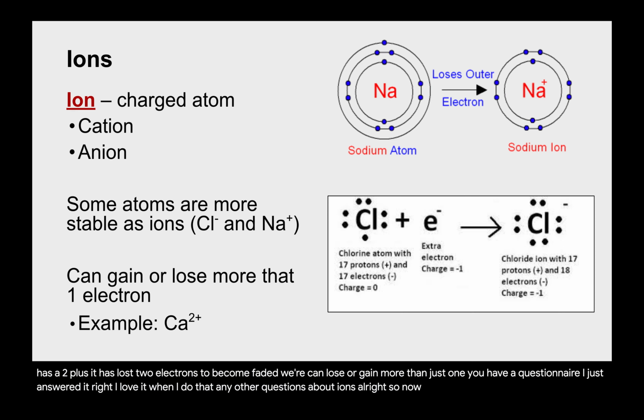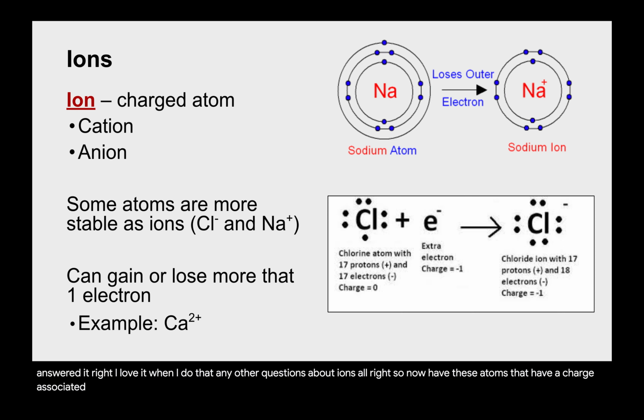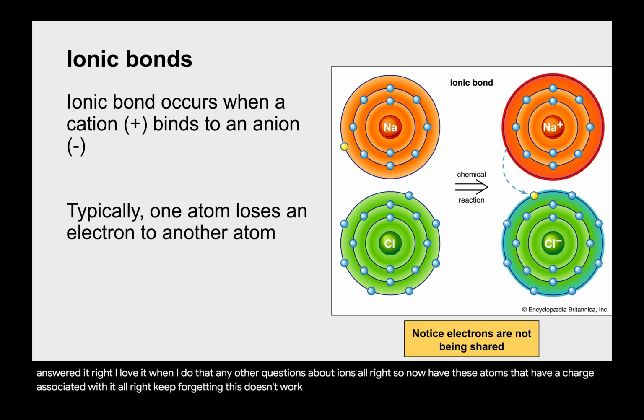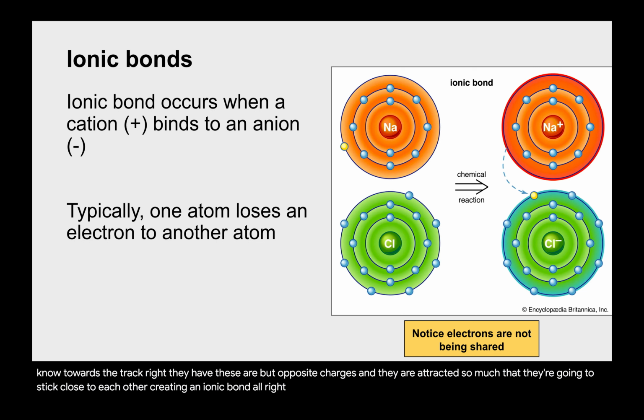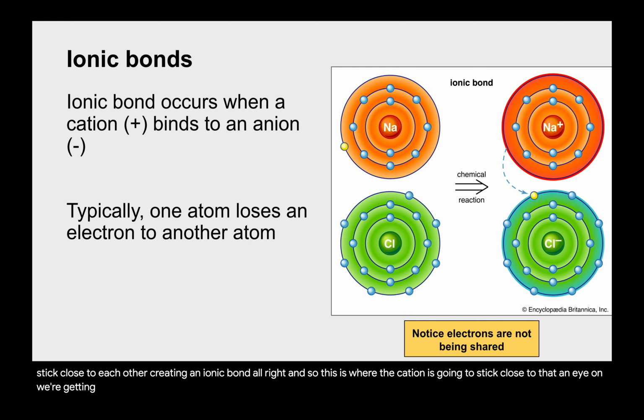All right, so now we have these atoms that have a charge associated with them. When we have these ions with these charges, we know opposite charges attract. They're attracted so much that they're going to stick close to each other, creating an ionic bond. This is where a cation is going to stick close to an anion. We get that ionic bond forming because of the differences in charges.